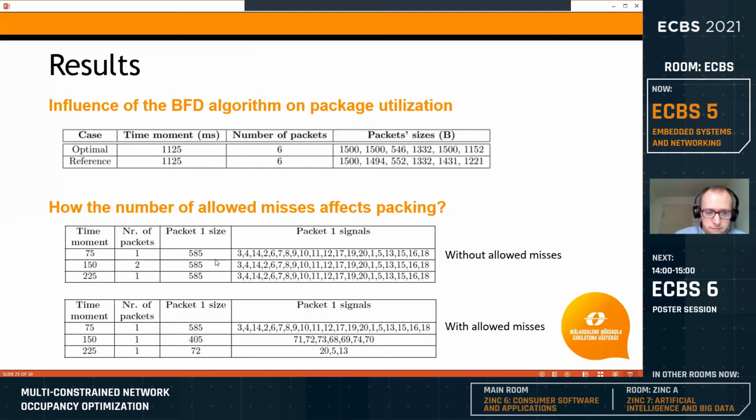So we can see roughly that without allowed misses, signals in the last column are actually repeated at every time moment they are sent. But when we take allowed misses into account, one can see that signals are not sent in every time moment, depending on their allowed misses parameter value. So one can see that at 150 and 225 milliseconds, there's a big reduction in the number of signals that are sent and packed, which of course reduces network occupancy.